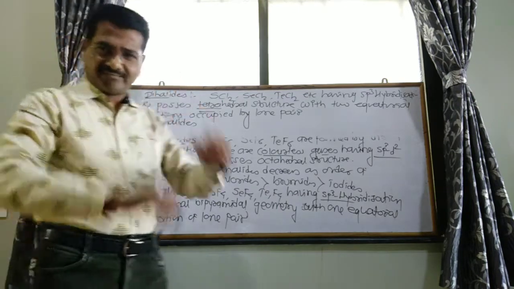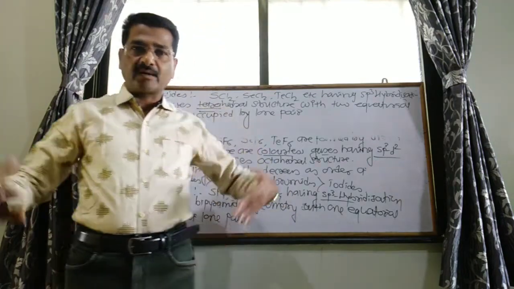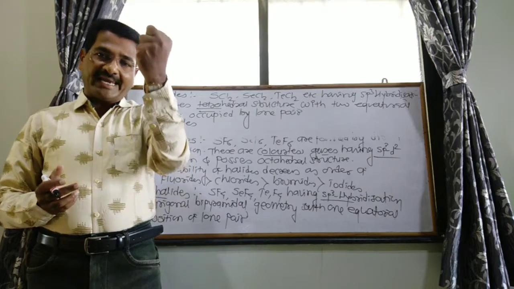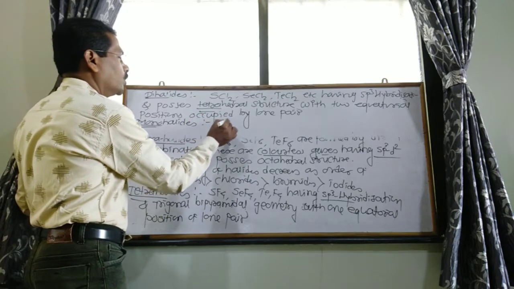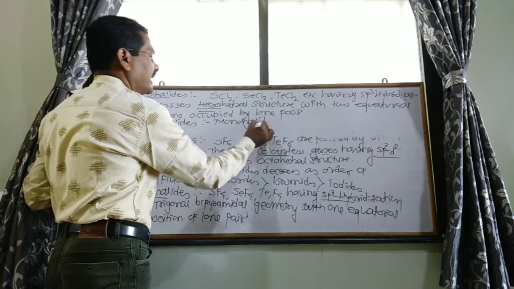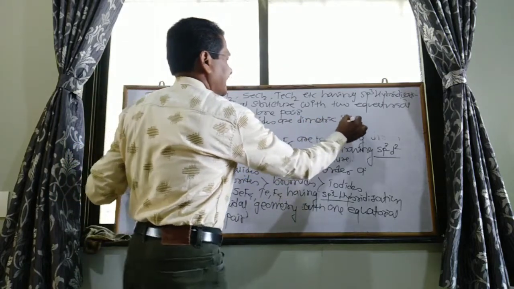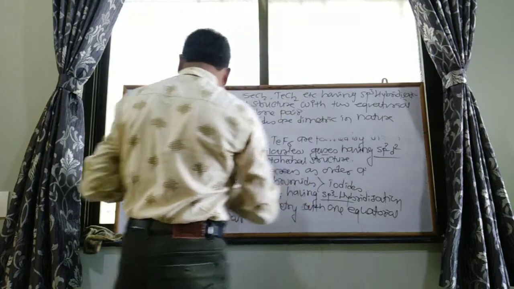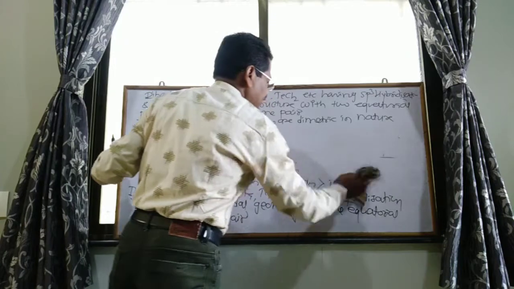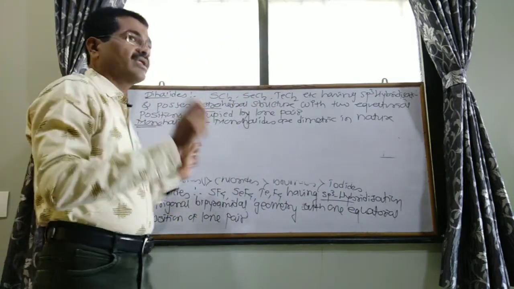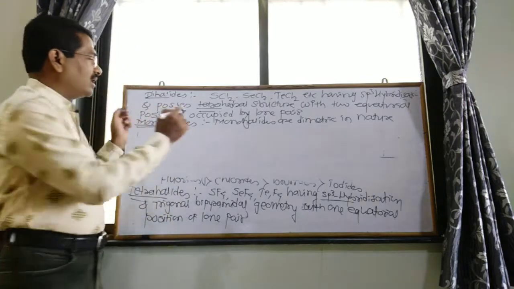In the ratio 1:1, one group 16 element and one halogen can combine together to form the monohalides. All the monohalides are dimeric in nature. For example, how to form the monohalides? These are dimeric in nature.